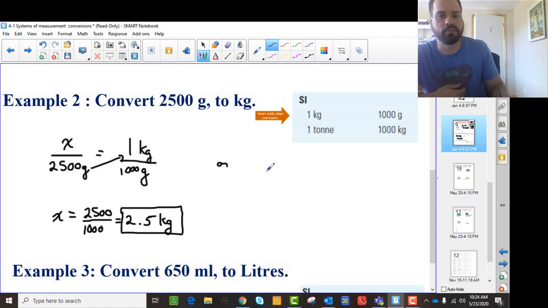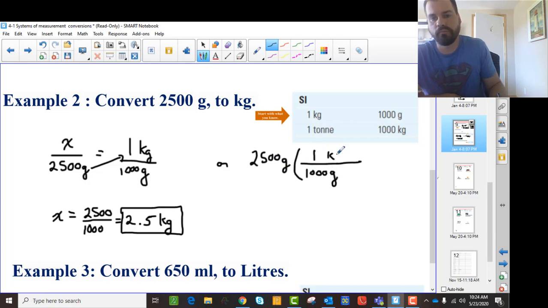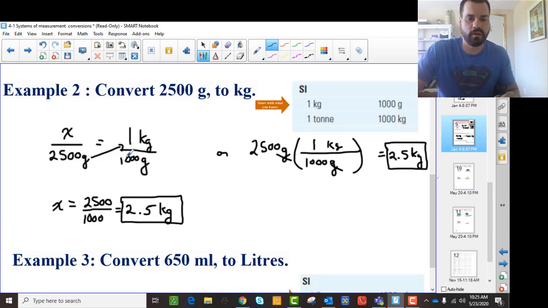Or again, just to show you this, and I'm going to stop doing both methods in the further examples, because by now you can probably choose. You would go 2,500 grams, and then you would put grams on the bottom, so 1,000 grams in 1 kilogram, and then you would divide out the grams, so 2,500 divided by 1,000 gives you 2.5 kilograms. Again, same answer, and actually the same calculation. It's just a matter of thinking about how you get there.